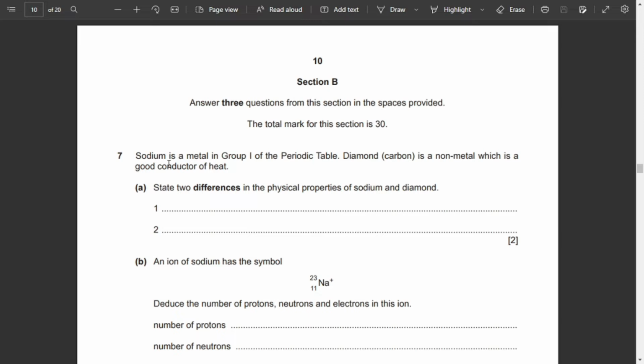So if we look at the metal, that is sodium, sodium has the ability to conduct electricity while diamond does not. And sodium is malleable while diamond isn't malleable, it's brittle. So you can write whatever you want from these points. You can also mention that sodium is soft, diamond is a very hard material, and all this.